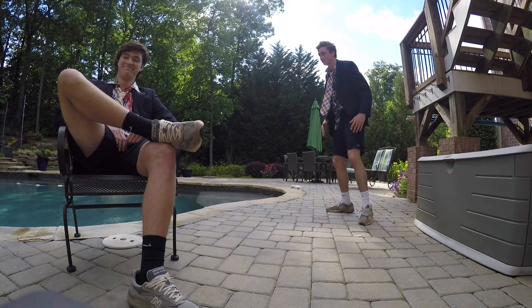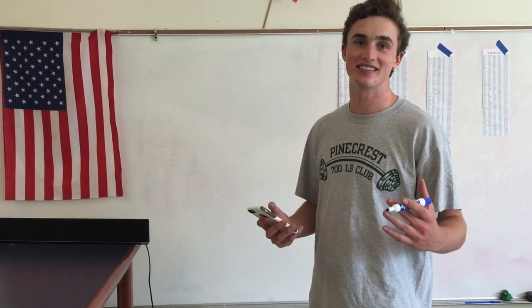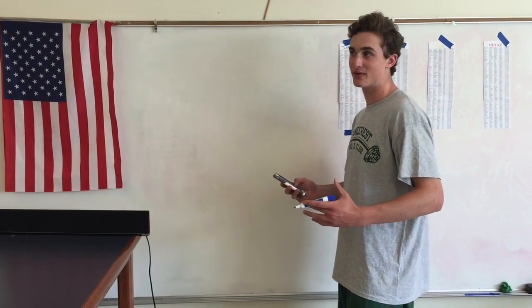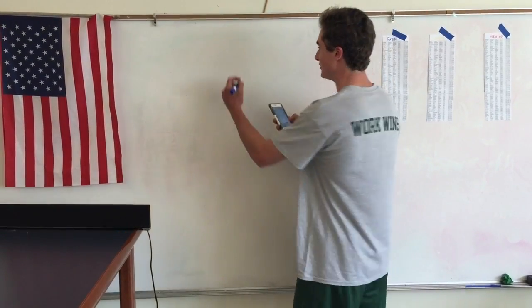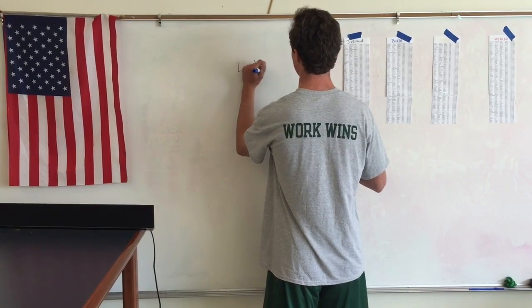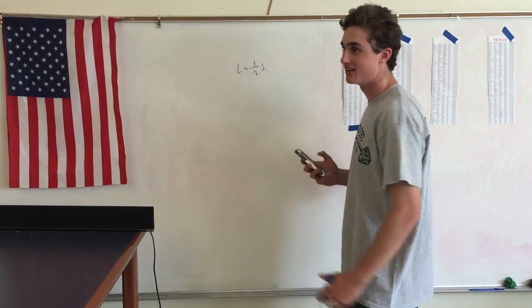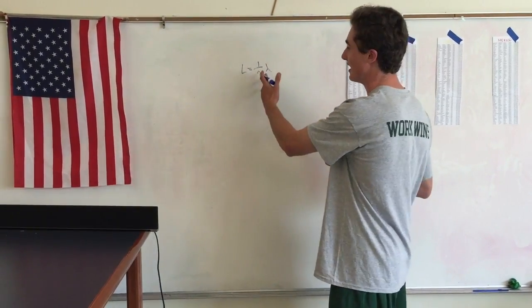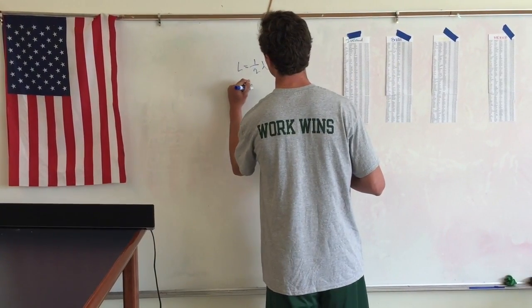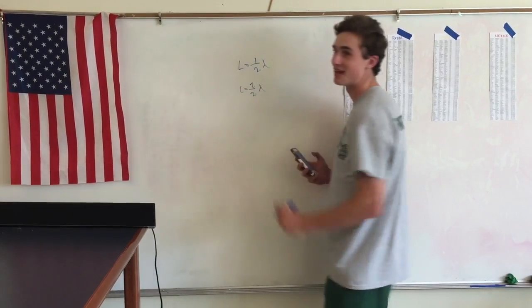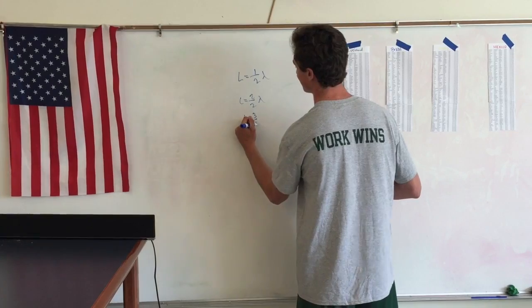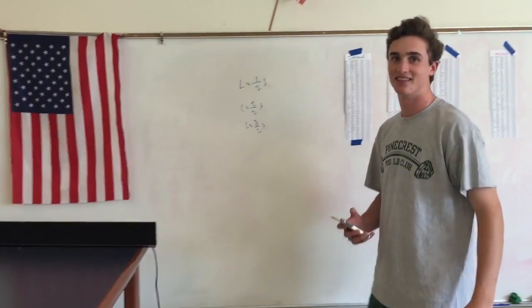To find the wavelength of each standing wave, there's a certain equation you use. If the standing wave is in the first harmonic, you use L = 1/2 λ, λ being the wavelength and L being the length. If it's the second harmonic, you do L = 2/2 λ. And if it's the third harmonic, you do L = 3/2 λ.